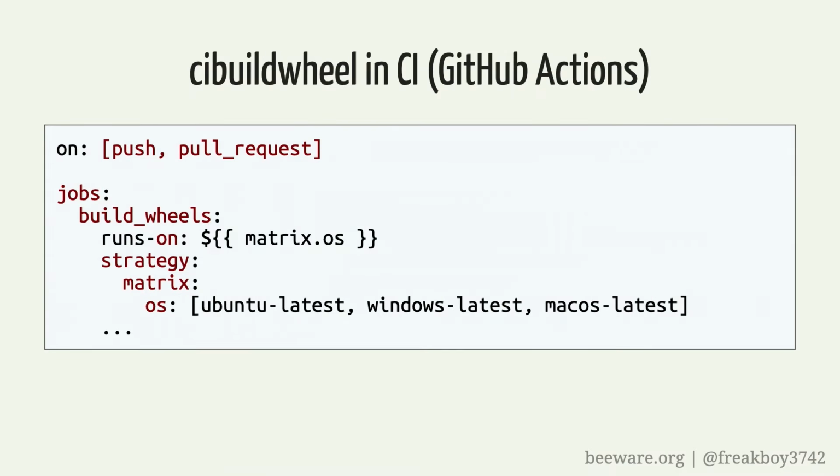Okay, so now we can pull all the pieces together and actually use cibuildwheel in CI. I'm going to show GitHub Actions here, but the cibuildwheel docs have examples for Azure pipelines, Travis CI, Circle CI, GitLab CI, and Cirrus CI. You set up a workflow that on GitHub Actions runs on a push or a pull request. You add a build wheels job that runs a build matrix that's going to run on Linux, Windows, and macOS.